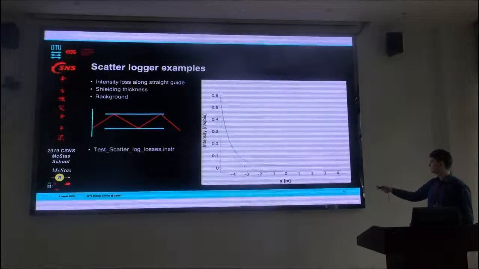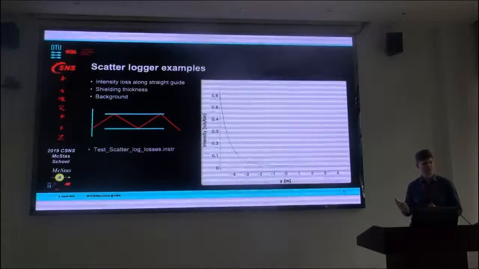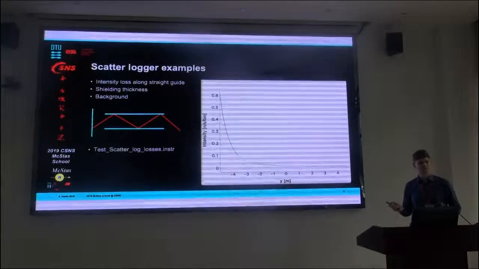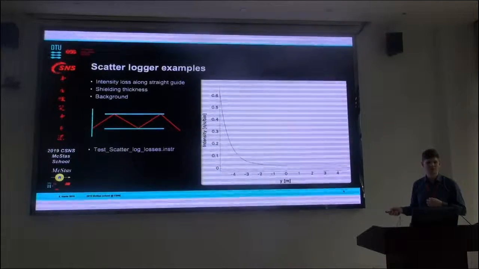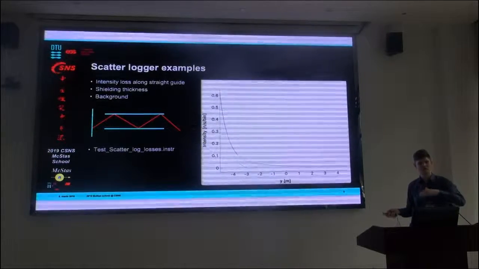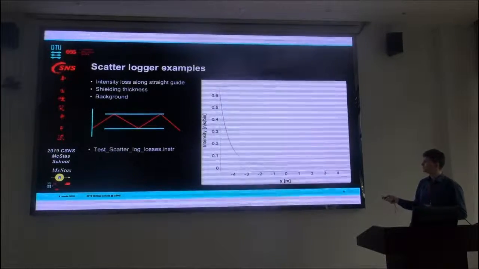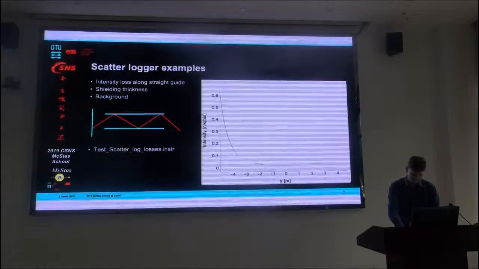As we go further along the guide, the losses stabilize. They don't go to zero, because there's always a risk of some reflection killing the neutron at the reflectivity curve. So it's very useful to know and helps you set up the correct shielding.